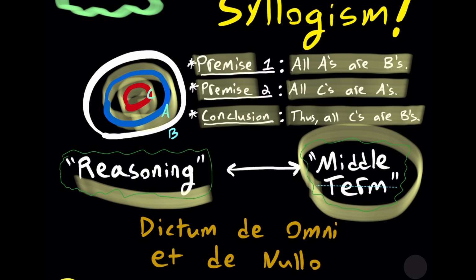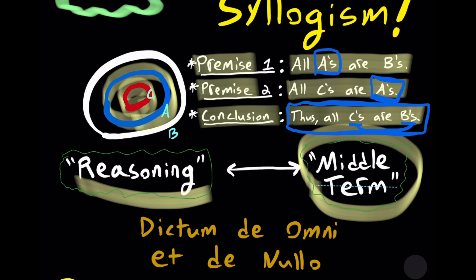In all A's are B's, all C's are A's, therefore all C's are B's, the A term is the middle term. It appears in both premises, but not the conclusion. A is the middle term. It allows us to connect the C's and the B's in the conclusion to reach this new piece of information, that new proposition, that derived proposition. The middle term does the work. It allows us to legitimately say that all C's are B's. A interconnects the C's and the B's.